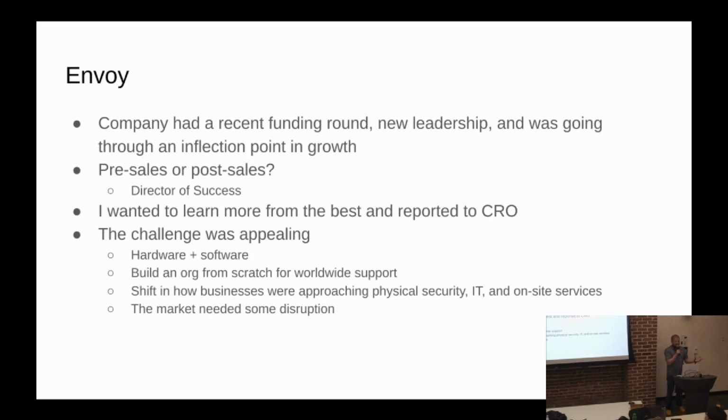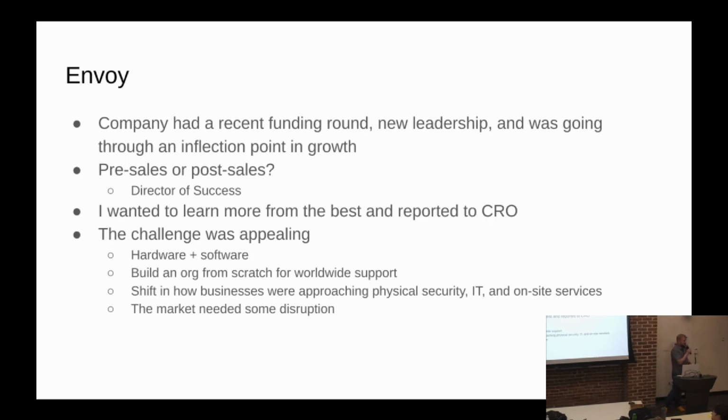The company had a recent funding round, new leadership, and was going through a huge inflection point in growth. This was their moment. I had a decision to make. Did I want to be pre-sales or post-sales? I am not a designer. I am not a salesperson either. I don't have that gene. Sometimes I put on the hat of a sales engineer, Sherwin can attest, but I am not a salesperson per se. So I wanted to be on the post-sale side, on the customer support, CSM side of things.